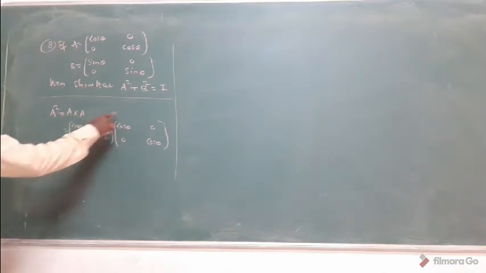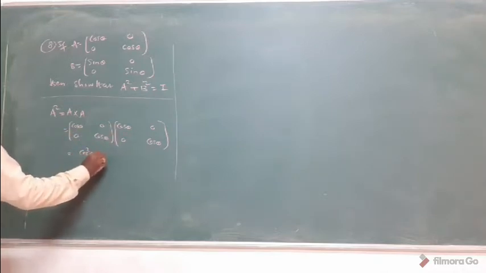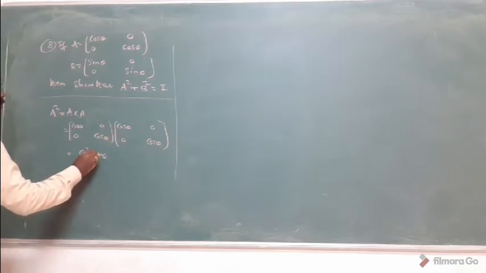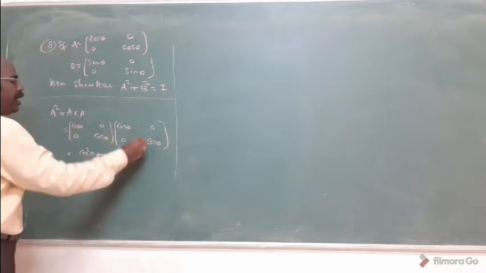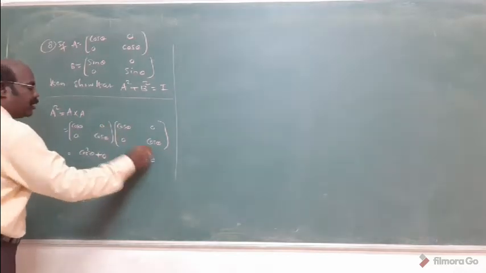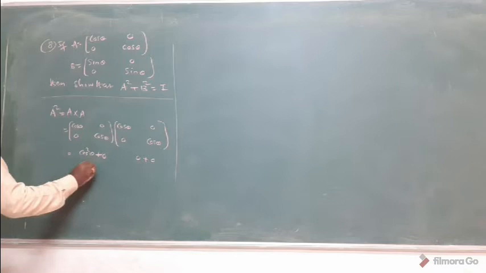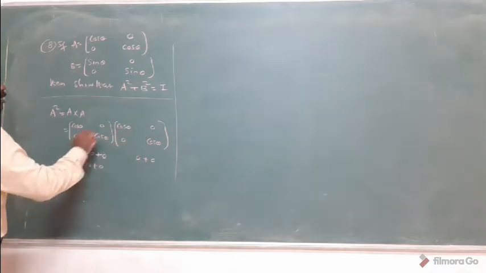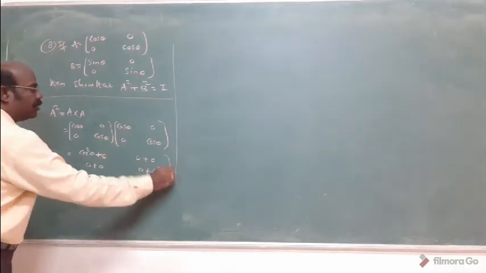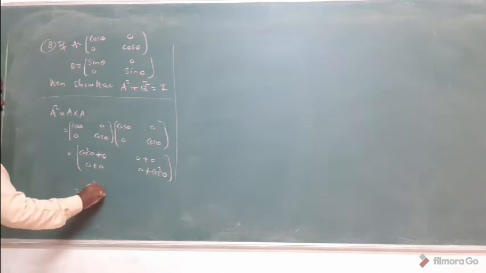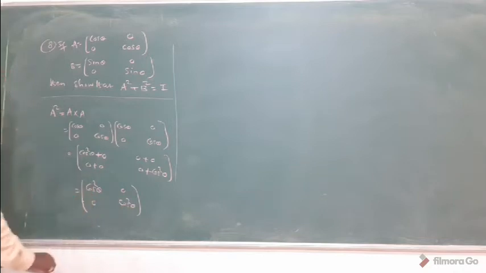Now by using the first row first column idea: first row, cos into cos, square theta, plus 0. Am I right? Now first row second column: cos theta into 0, 0 into cos theta, 0. Second row first column: 0 into cos, 0, cos into 0, 0. Second row second column: 0 into 0, 0, but cos into cos, square theta. Your answer is cos square theta 0 0 cos square theta. In this way you find A square.